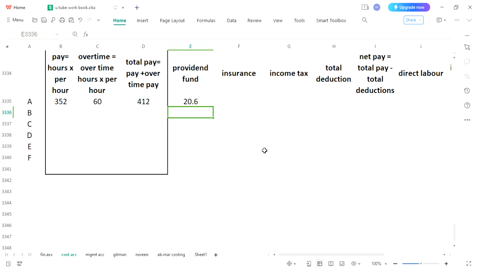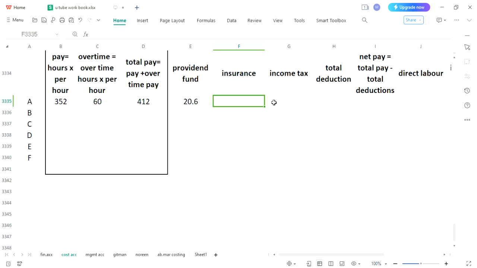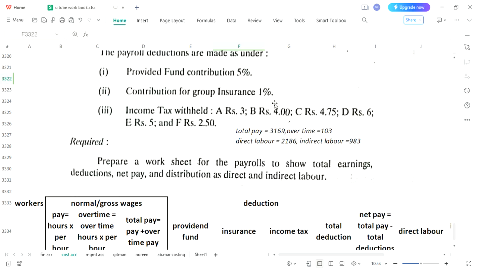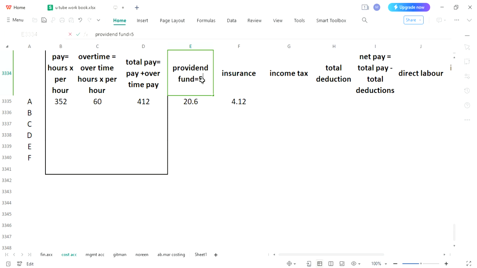And the next calculation is insurance. Go back to the question. Insurance is 1%. Your amount of wage was 412 and you will calculate 1%. Please note it down. So we have 4.12. Another thing we can do is mention 5% as provident fund over here, so that instead of going up and down, we can directly calculate it.